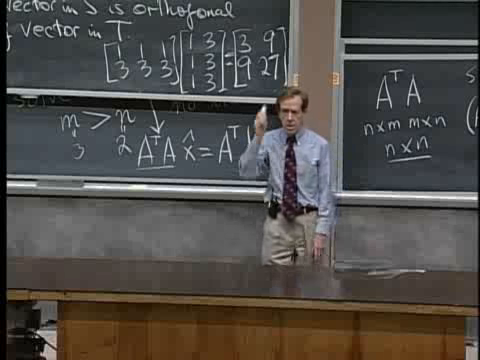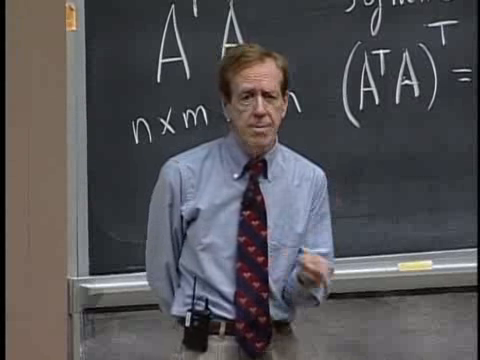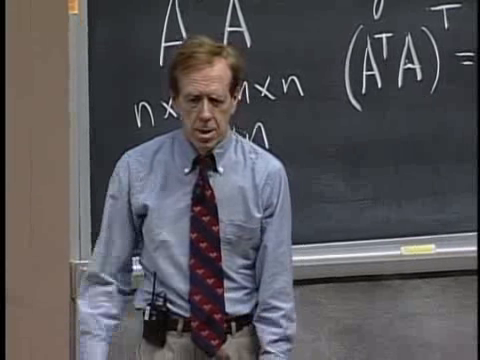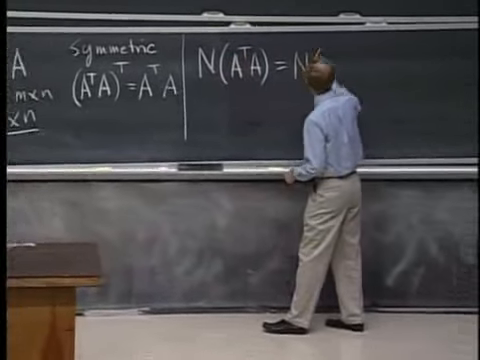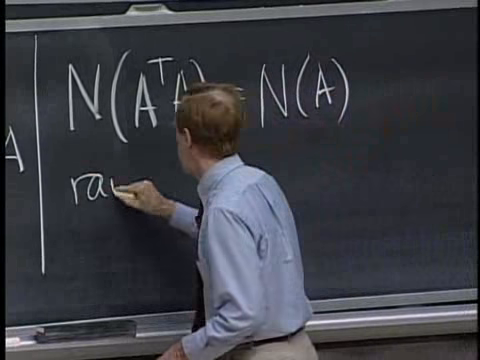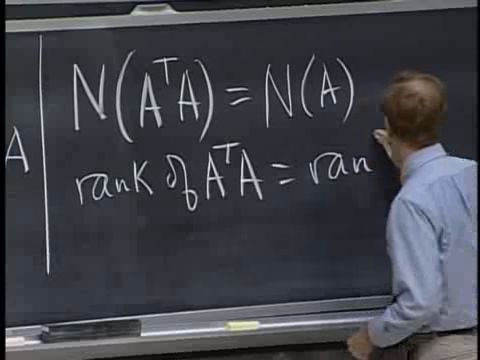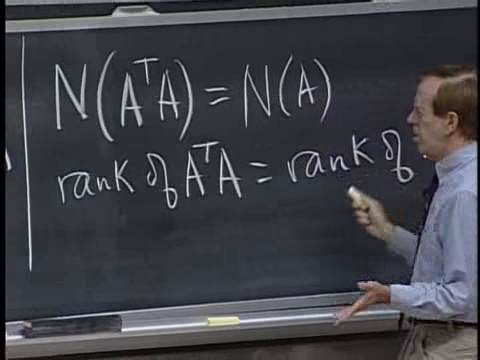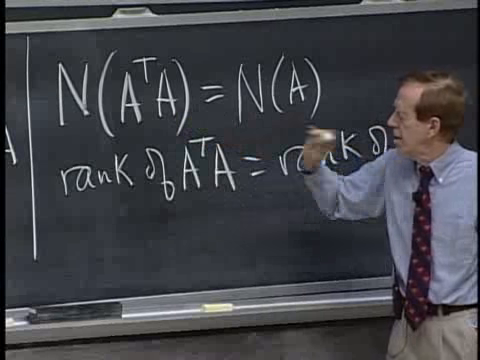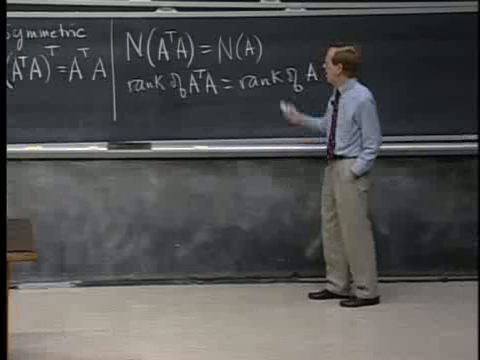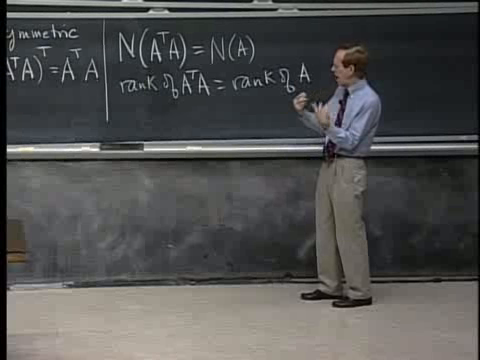And that's what always happens. The rank of A transpose A comes out to equal the rank of A. So the null space of A transpose A equals the null space of A. The rank of A transpose A equals the rank of A. I'll tell you as soon as I can why that's true, but let's draw from that the fact that I want.